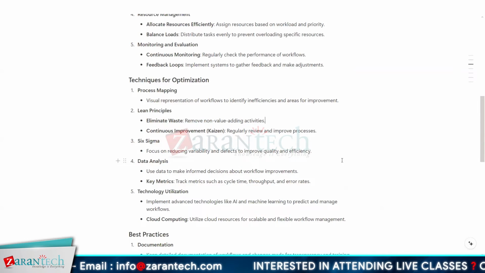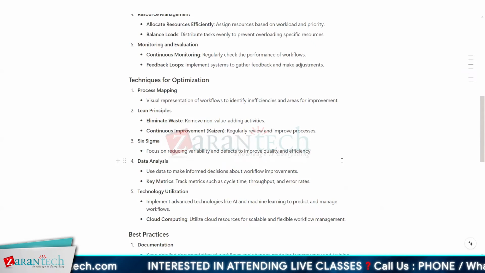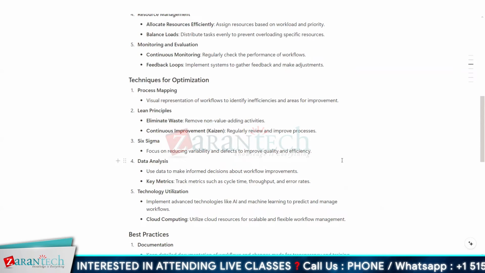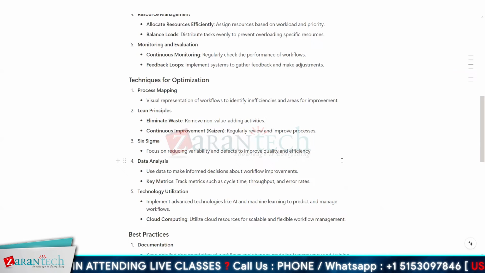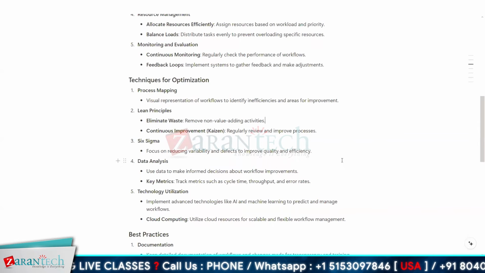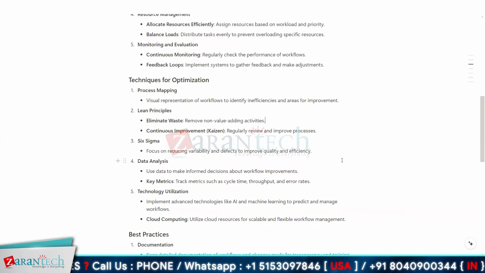Then continuous improvement using Kaizen. So regularly review and improve processes. Then the third technique we have is Six Sigma. So focus on reducing variability and defects to improve quality and efficiency. So we are required to focus on reducing variability and defects to improve quality and efficiency.